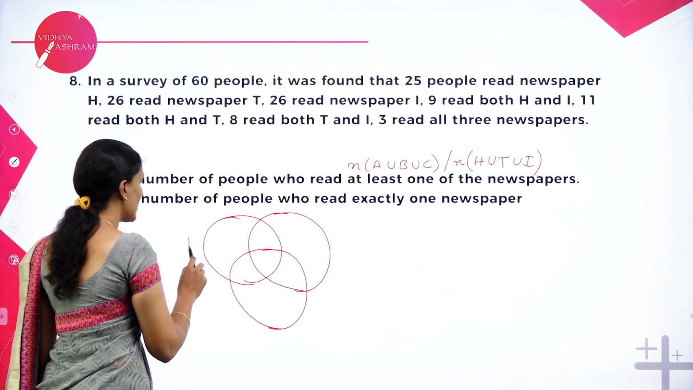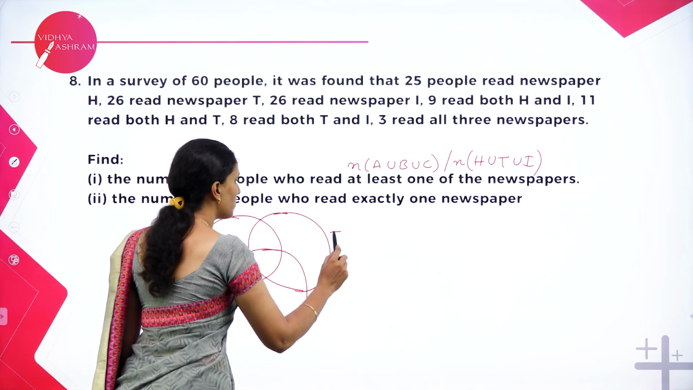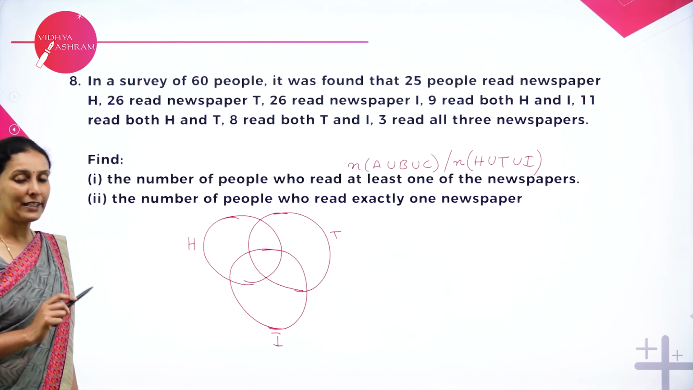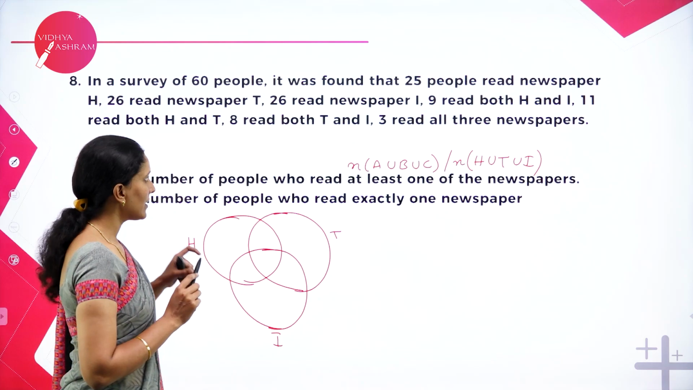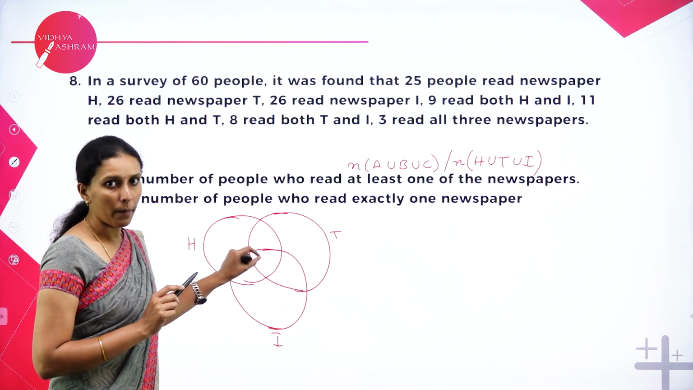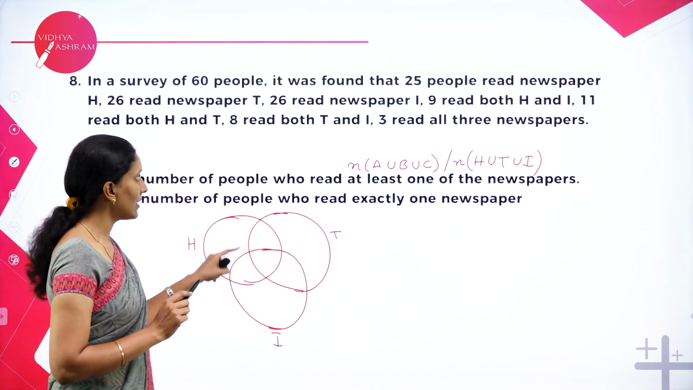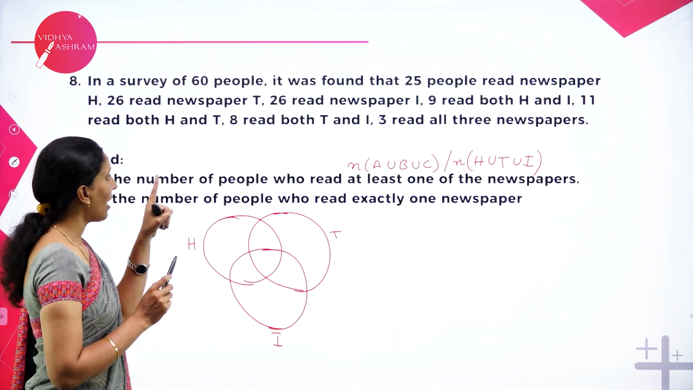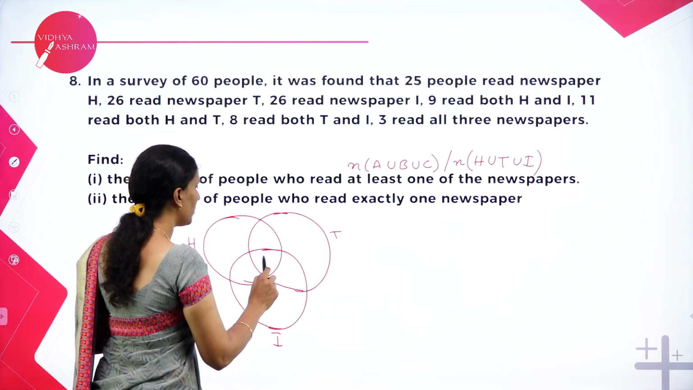So let me take this as newspaper H, newspaper T, newspaper I. Now while filling the Venn diagram, always fill the very common part in the 3 sets. That is, how many people read all the 3 newspapers. So we have 3 people who read all the newspapers.